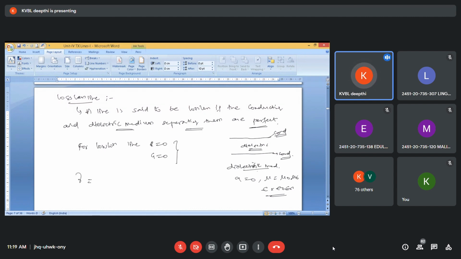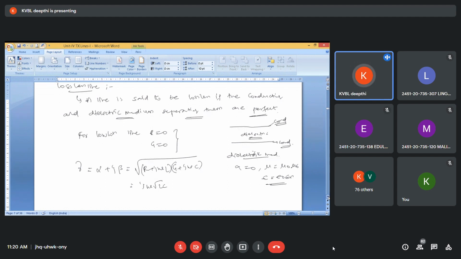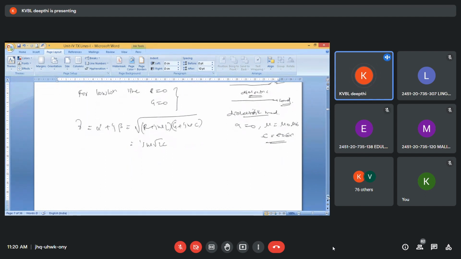So what will be the propagation constant? Alpha plus j beta we will be getting. So what is the value of gamma? Root of (R plus j omega L) into (G plus j omega C), which is equal to j omega root LC. The alpha value is equal to 0 when we do this equation. We did this earlier when we discussed the perfect transmission line: we understood that we get j omega root LC.